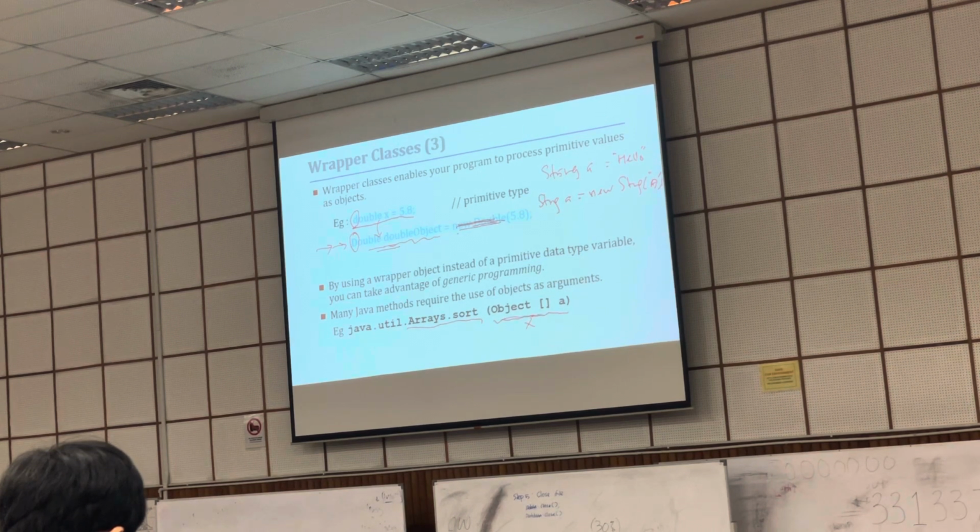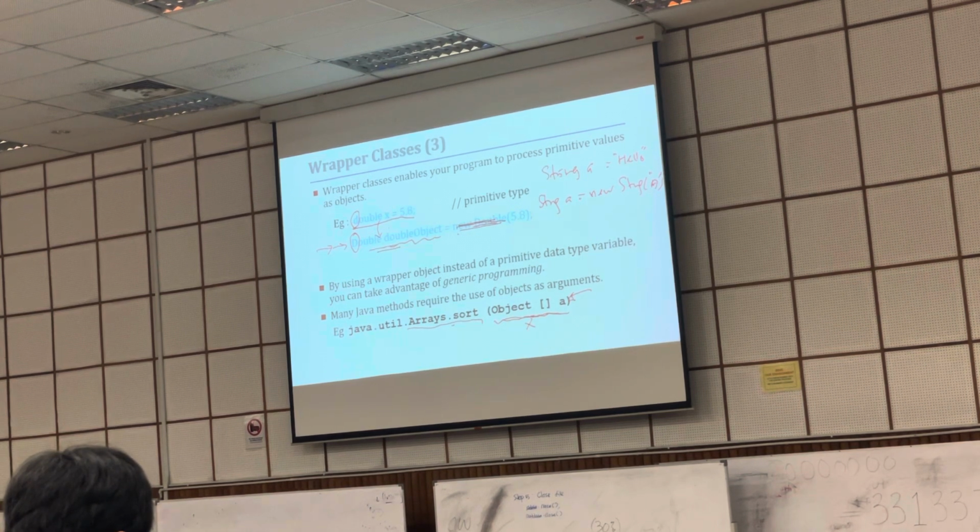So this one is actually generic programming. It accepts all types of objects, whatever the data type is. But if it is a primitive type, I cannot use this one. But because of the wrapper class, I can compare float values, integer values, all can be compared. Okay?